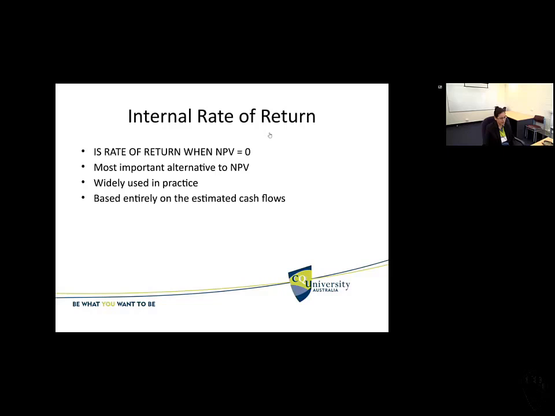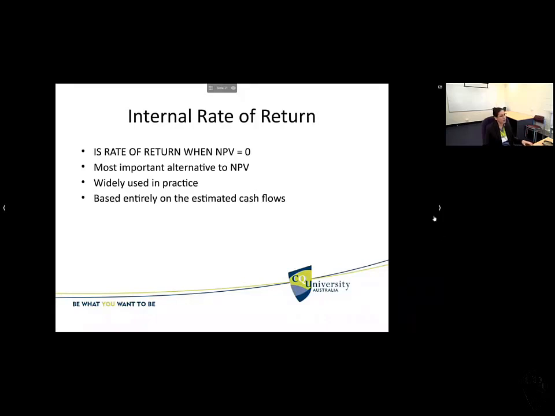So I'll say that again. Internal rate of return is simply the discount rate to get that break-even net present value. And it's the most important alternative to net present value that's widely used in practice. All right, it's based entirely on the estimated cash flows of the investment. That's internal rate of return.